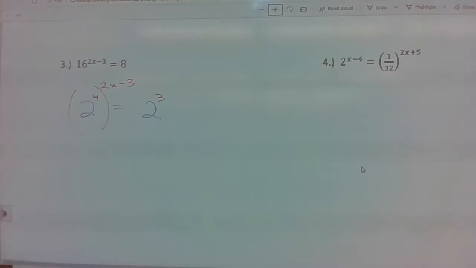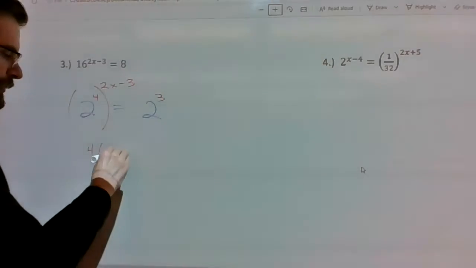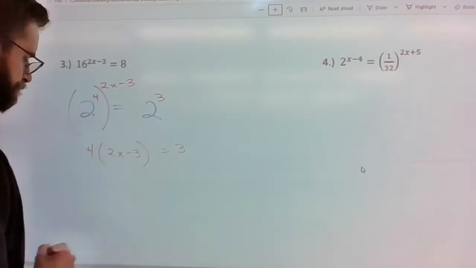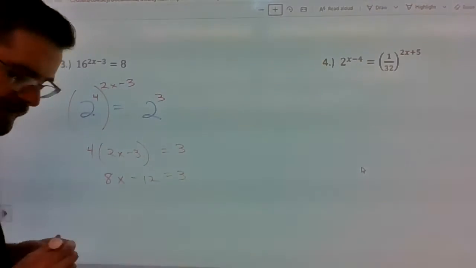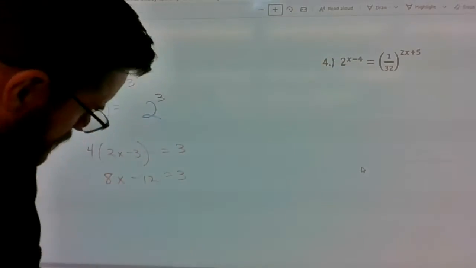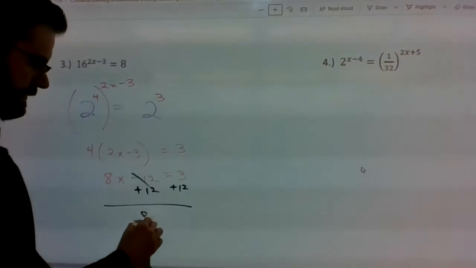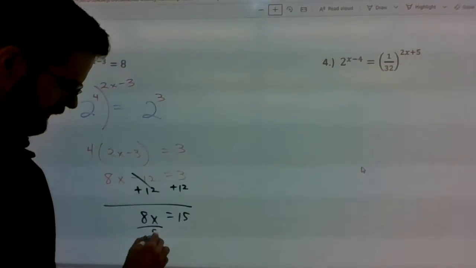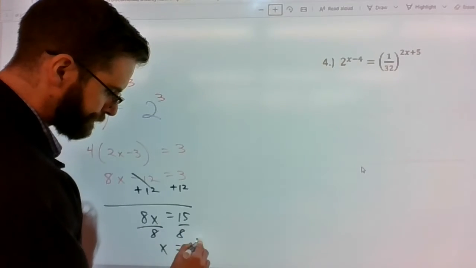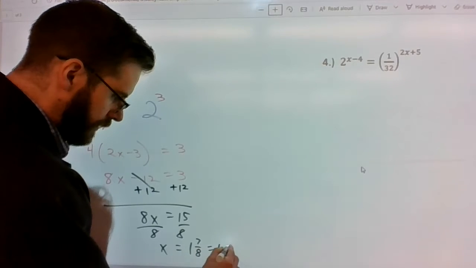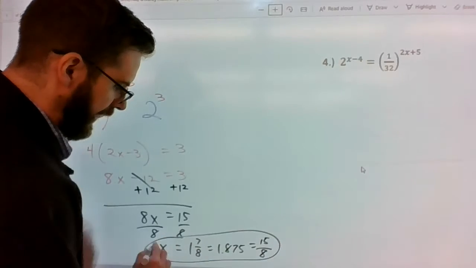Then you ditch the purple bases, rewrite the red exponents. It's going to be 4 times 2x minus 3 is equal to 3. Just distribute. You got 8x minus 12 equals 3. And it turns out to be a slightly wonky answer. It's going to be 15/8. Or 1 7/8. Or 1.875. Whichever you choose, I don't mind.